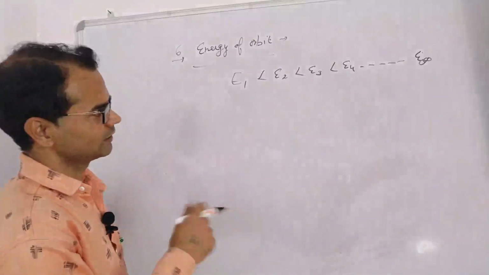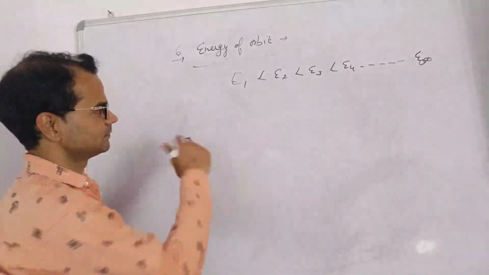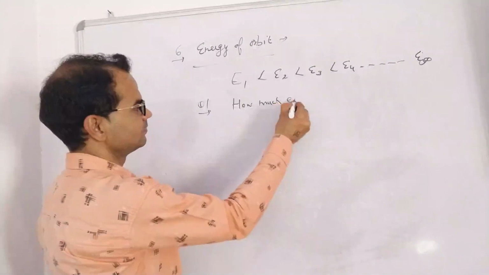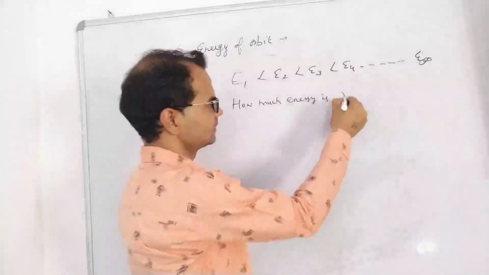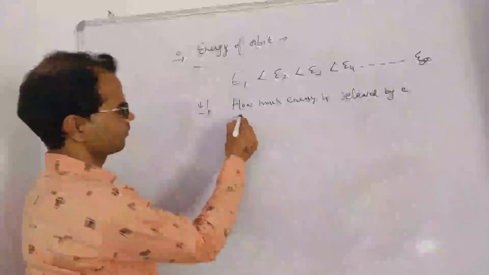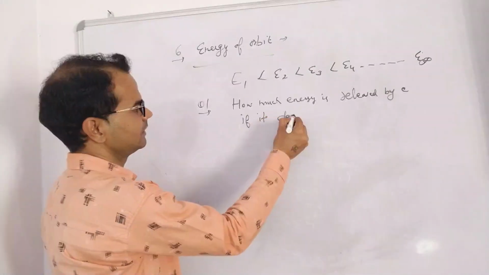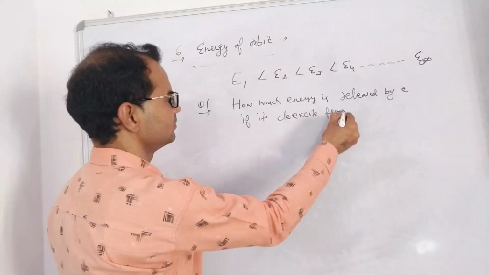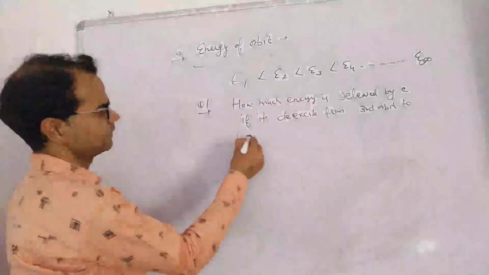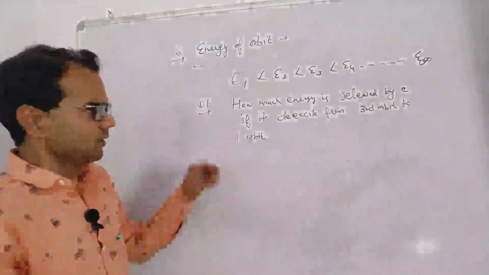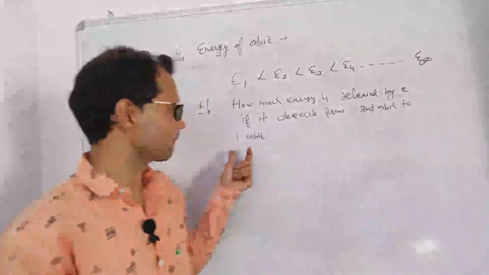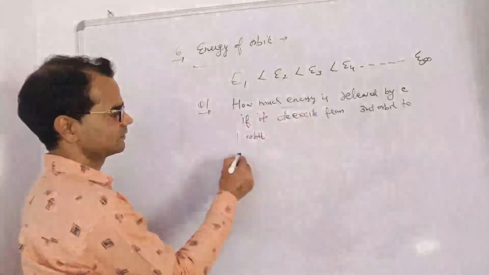Let's do one question for a de-excited case. How much energy is released by an electron in the form of a photon if it de-excites from the third orbit to the first orbit? So we have to find the energy difference, delta E.